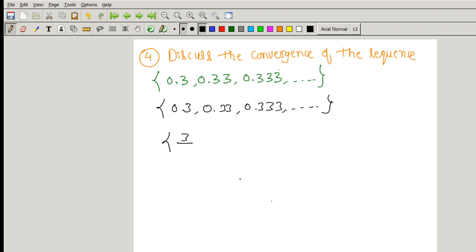0.3 is nothing but 3 by 10. 0.33 is nothing but 33 by 100. And 0.333 is nothing but 333 divided by 1000, and so on.